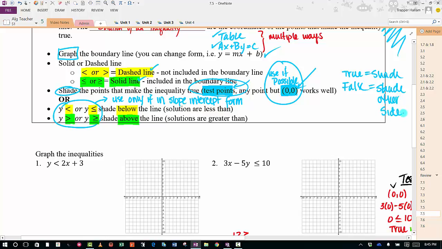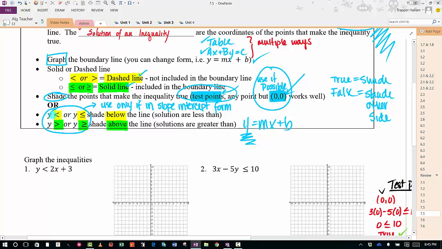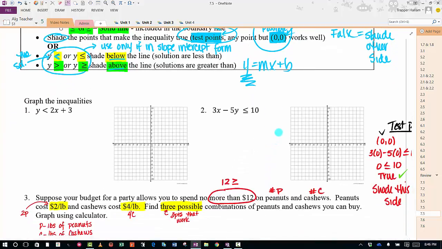Now there's one other technique we can use if it's in slope-intercept form, where you have your y isolated all by itself. Then you can use this little trick. I don't want to call it a trick, it's an association. If you have y is less than, and sometimes we say the solutions are less than, that means you shade below the line. If it's y is greater than, then you shade above the line. That's what we'll try in this first example. So let's scroll down and see if we can put all that information into play.